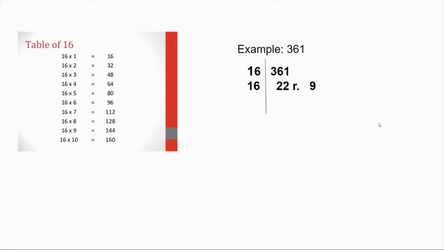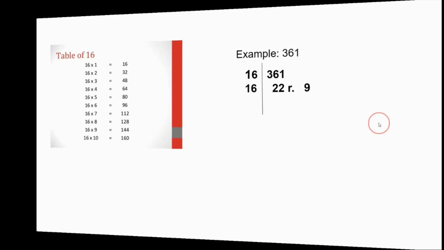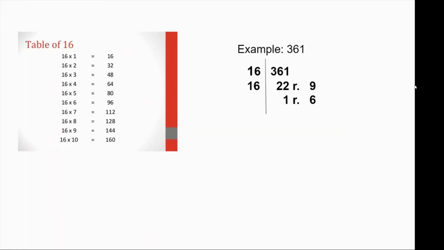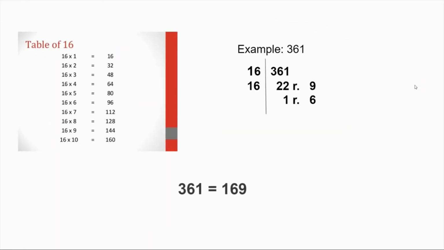So 22 divided by 16 will give us an answer of 1 remainder 6. So our final answer would be 361 is equal to 169 in base 16. That will be our final answer.